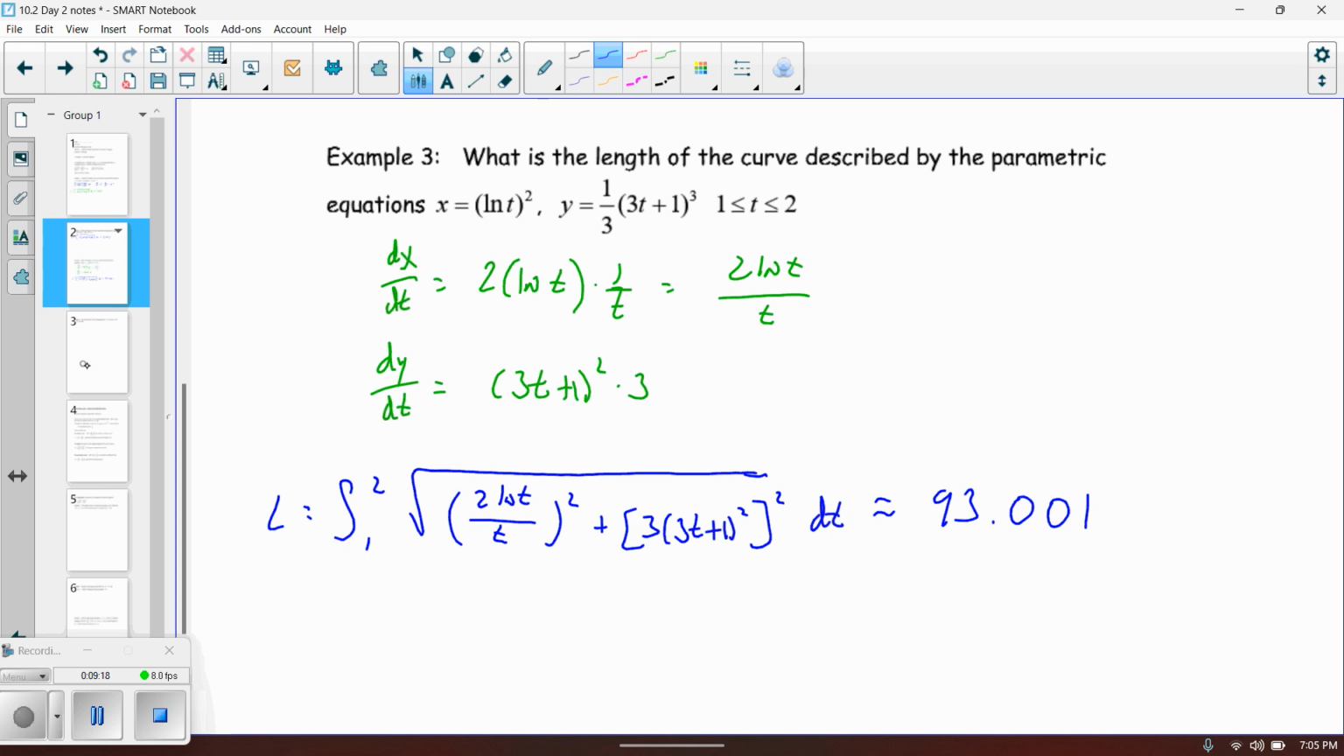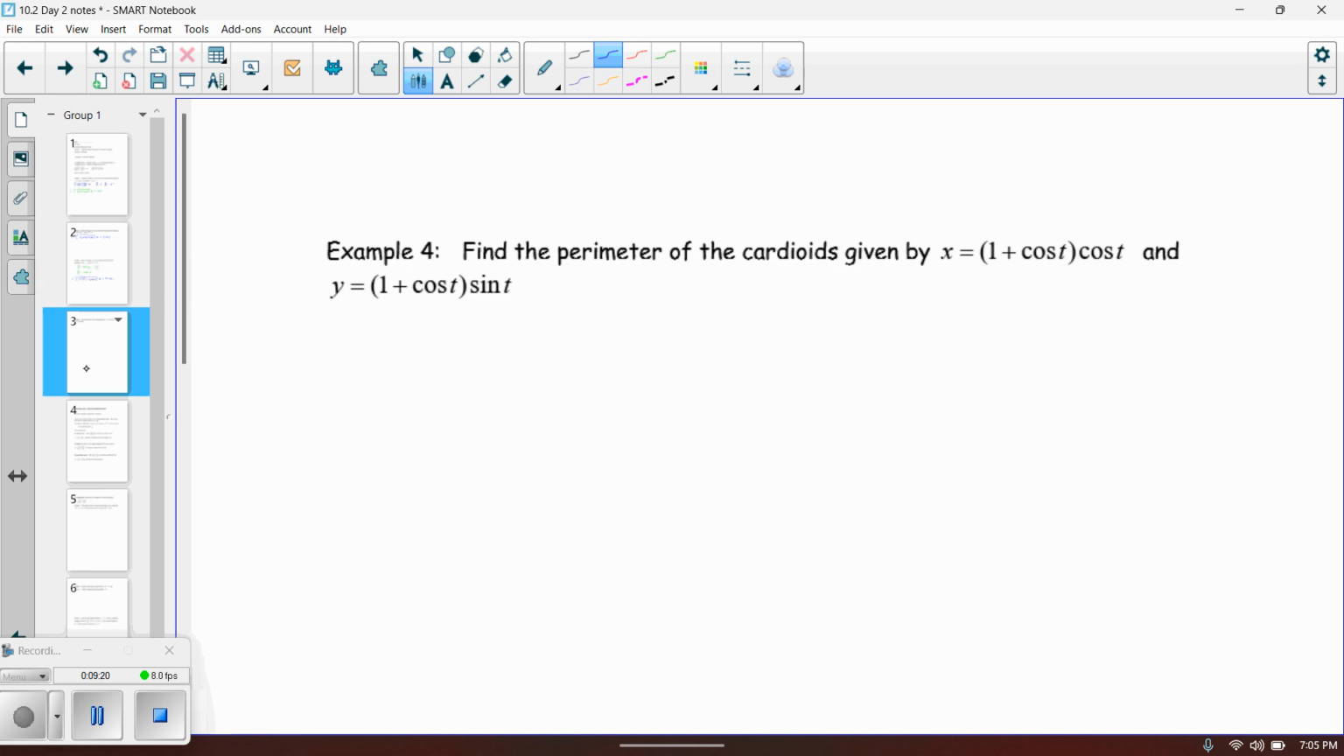Example number 4, kind of a cool example. Find the perimeter of the cardioids given by x equals 1 plus cosine t times cosine t, and y equals 1 plus cosine t times sine t. So this word right here, cardioids, is actually a shape that you can create in parametric and polar coordinates, which we will start talking about in the next section in much more detail.